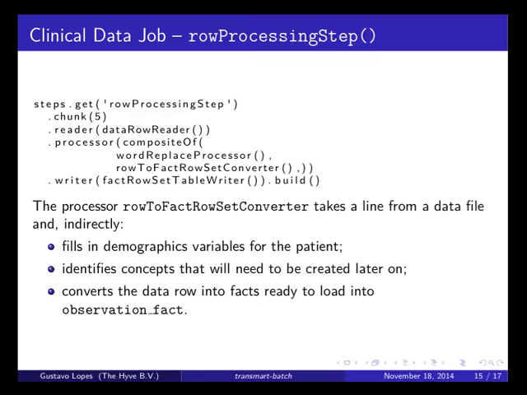does several things, and this is what I mentioned before. It fills in demographic variables for the patient, because when reading the facts we know more about the patient, since there are some specific special demographic variables. It identifies concepts that will be created later on. So for categorical variables, we only know the nodes that we need to insert after we read the facts, because we get new values for this categorical variable in the middle, and it converts the row into facts that are ready to insert into observation fact.